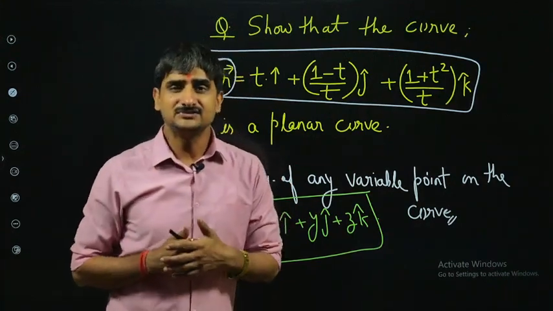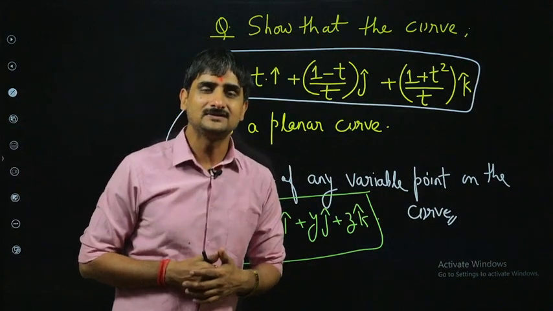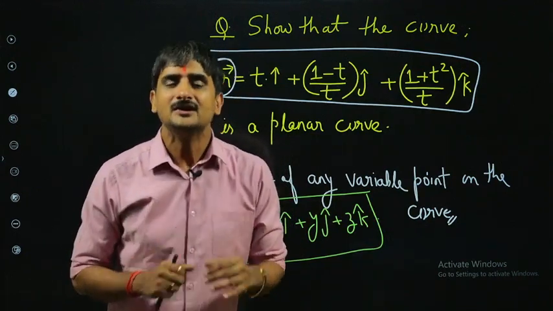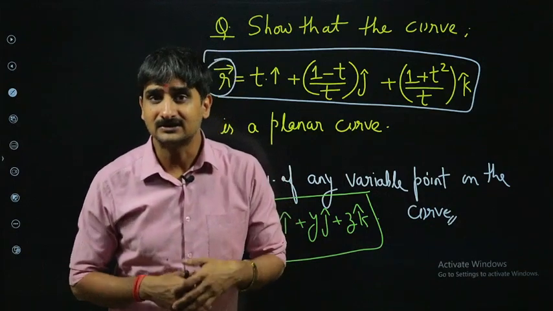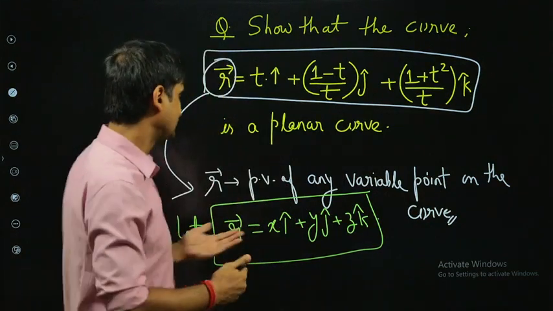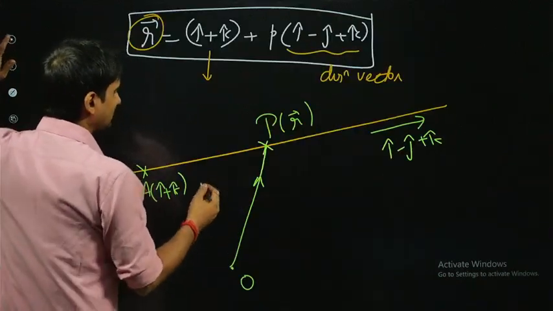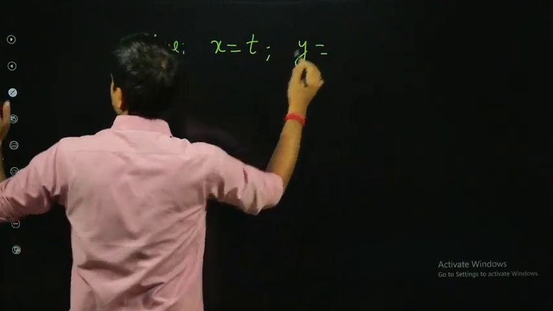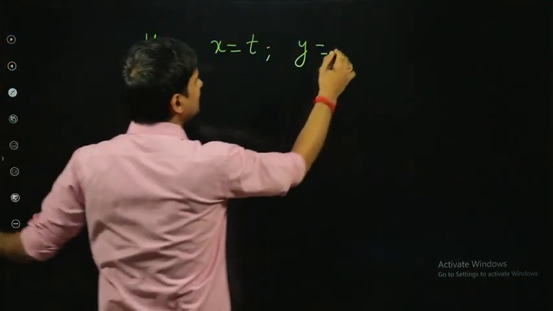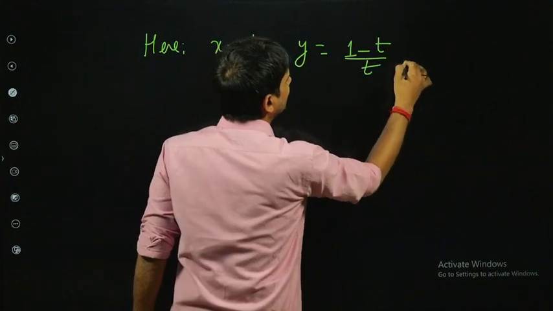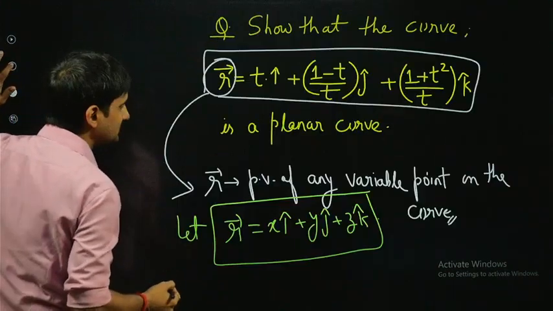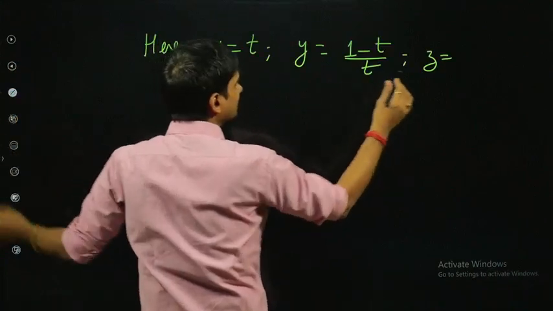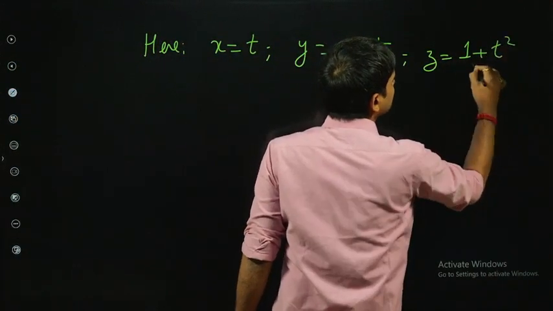Okay, since i cap, j cap and k cap are independent vectors, if the linear combinations of these two vectors are equal, that is possible only when their corresponding scalar coefficients are equal. So what will we do? On comparison you can say x is t. What is y? y is (1 minus t) by t. And when you compare the scalar coefficient of k cap, z is (1 plus t square) by t, bachcho. So it's (1 plus t square) by t.